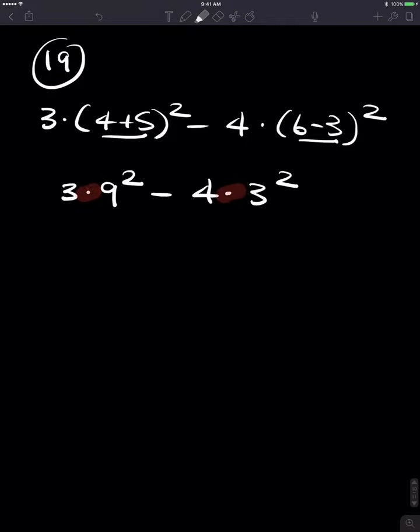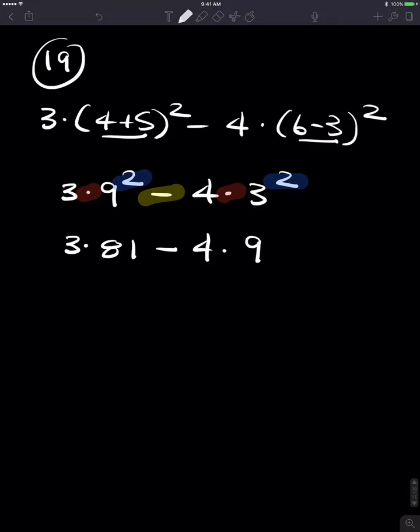Multiplication, multiplication. I have a subtraction. However, I also have exponentials. Exponentials outrank the multiplication and the subtraction. So 9 squared is 81. 3 times, subtract 4. 3 squared is 9. Notice I did the left exponential before the right.